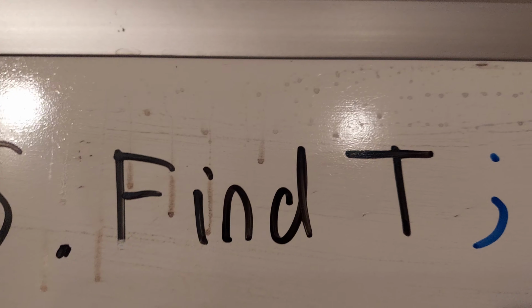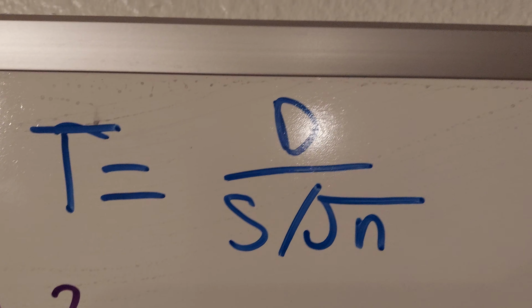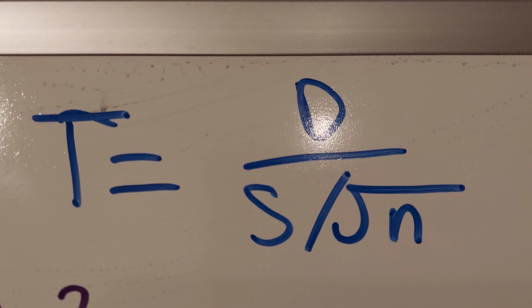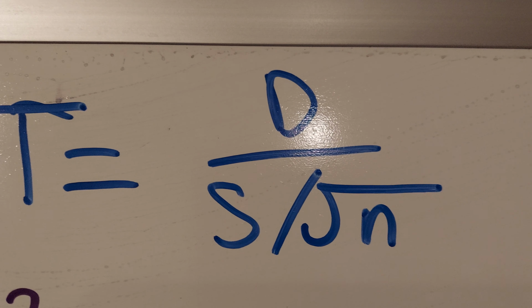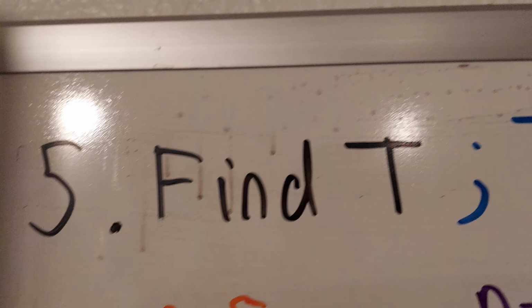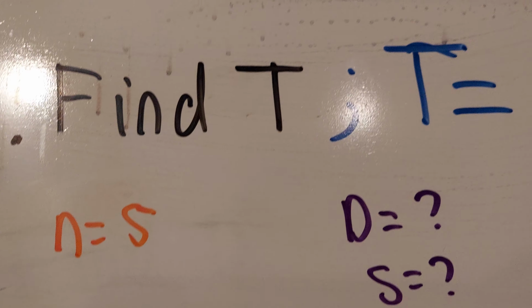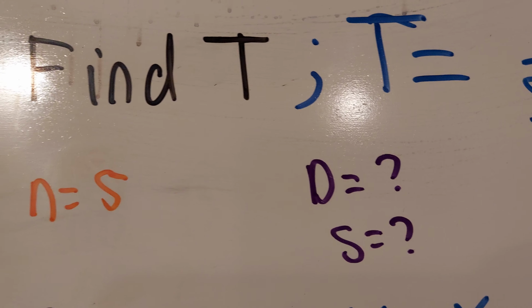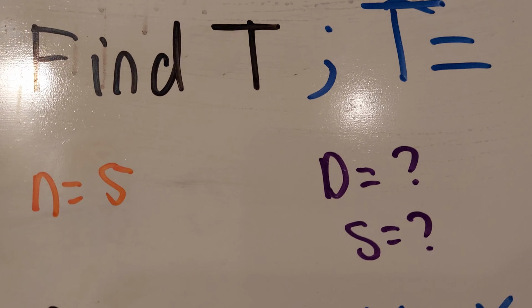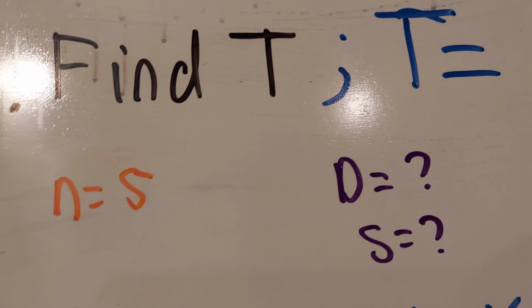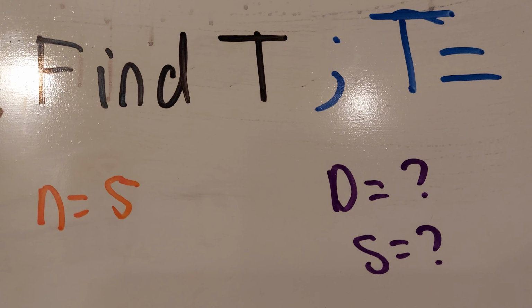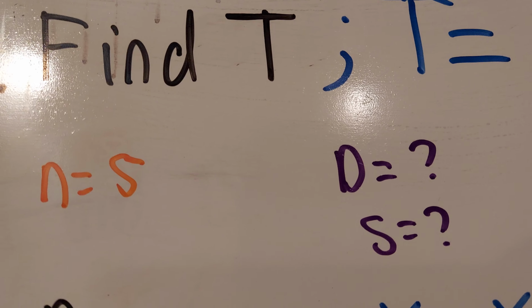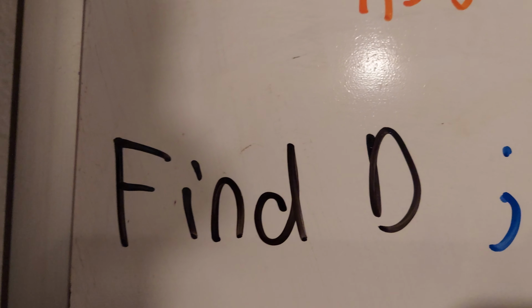So number 5, we're going to be finding t, or the test statistic. Now to find t, it's going to be t equals d divided by the sample standard deviation divided by the square root of n, or the sample size. So what do we know? We know that n equals 5 because we have 5 matched pairs and there's a total of 5 numbers. So n equals 5 on both sides. Now, we don't know what d is, nor do we know what s, the sample standard deviation, is. So we're basically going to be doing the exact same steps as 2 and 3 on the front page. So let's do so.